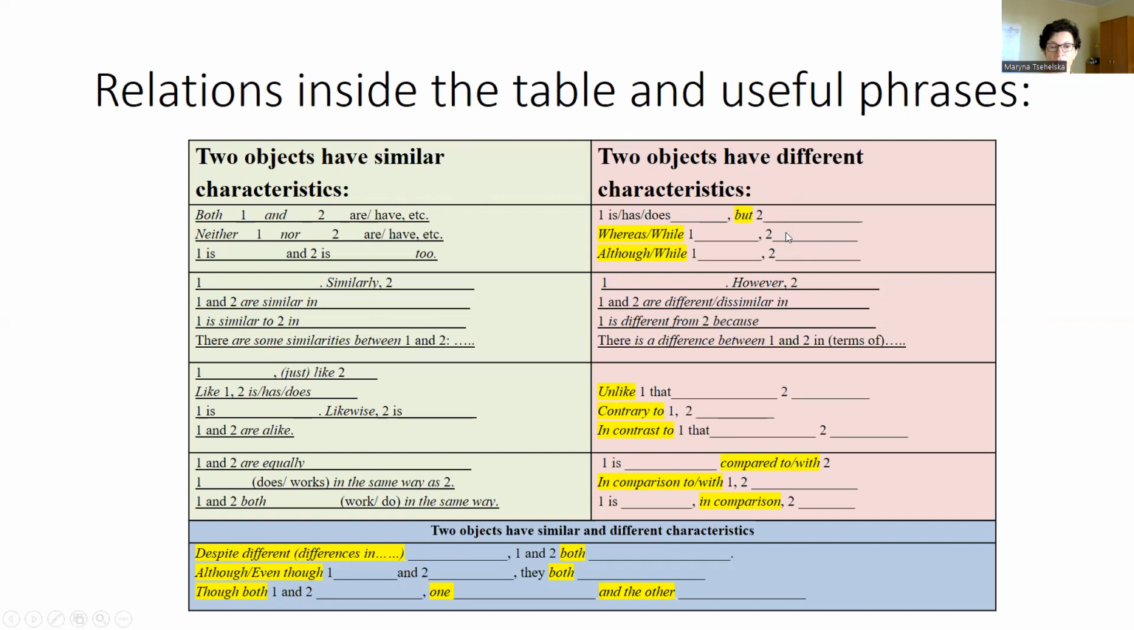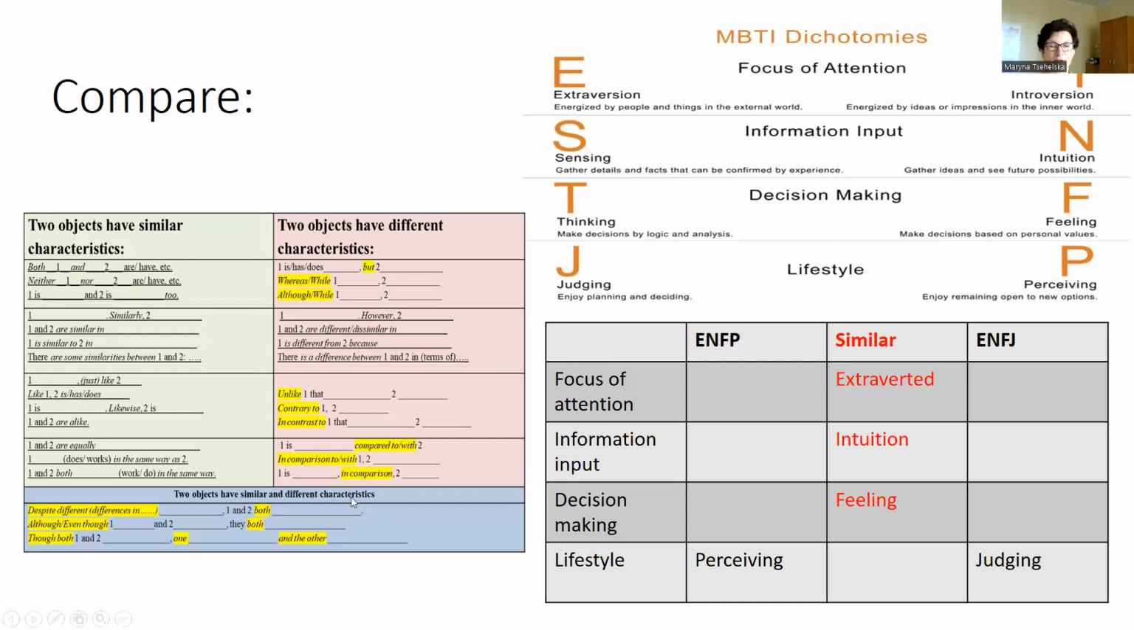We're talking about but, however, whereas, unlike, in contrast to. And also two objects have similar and different characteristics. And then we say that despite these two, they both have this and this. I would recommend you to study this table deeper and to look at it longer, or to use the screen that I've sent you. And now let's try to compare ENFP to ENFJ using the table and the phrases.